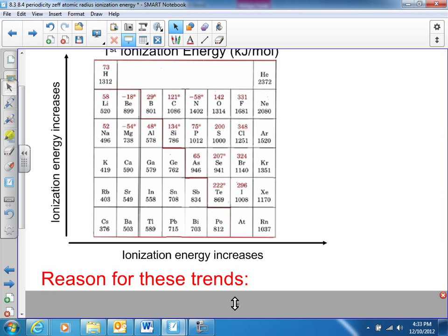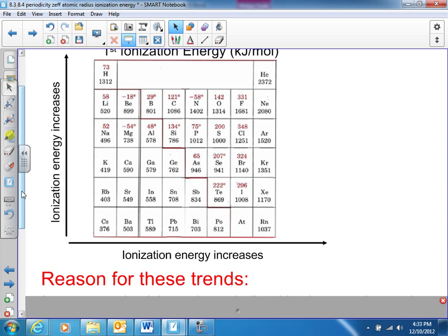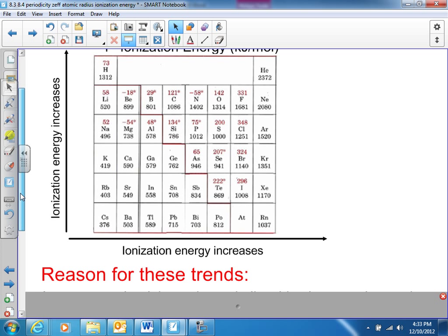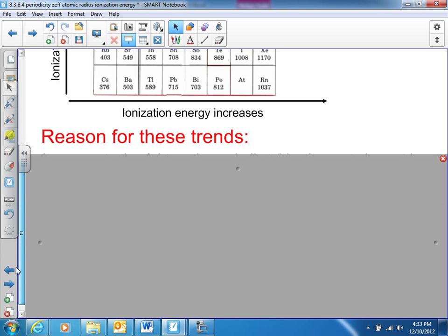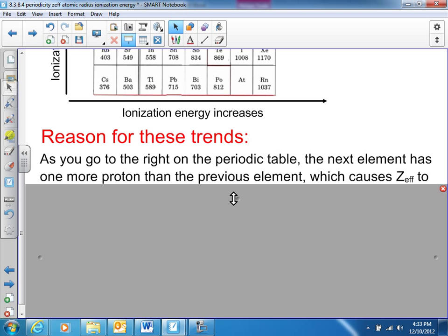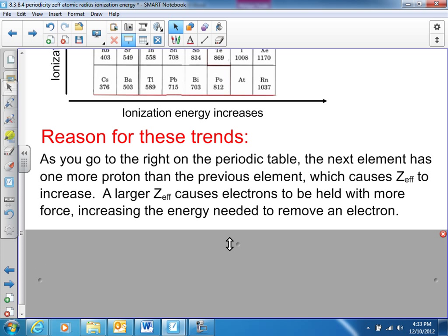Why? Why does this happen? What's the reason? Maybe you can come up with it yourself. In case you can't, I have given you the reasons, but if you want to pause and think about it, you can go ahead. But here we go. Now, as you move to the right on the periodic table, you're getting more protons. So Z effective is increasing. If you have a bigger Z effective, you have a stronger force holding the electrons, and it takes more energy to remove the electron.